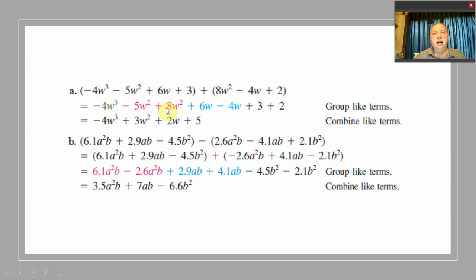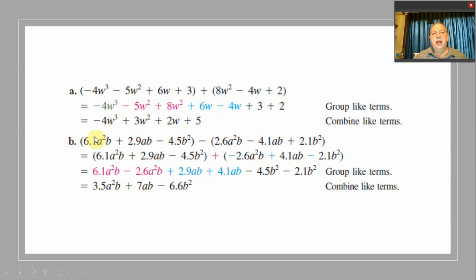Next, I need to combine and group my w squared terms. Negative 5 plus 8 gives me plus 3. My w to the first, I group and combine. 6 minus 4 is 2w. And then my constants, 3 plus 2, is 5.